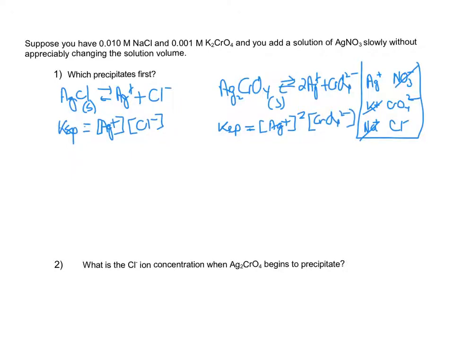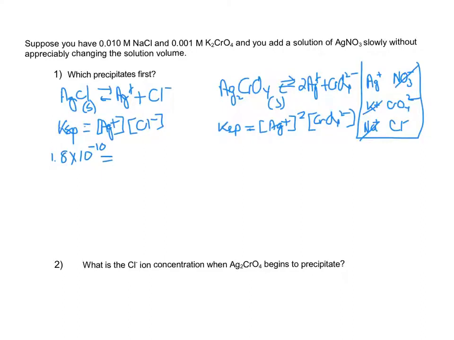Alright, so what's common between them again is the silver ion concentration, so I want to solve for what that would be in order to precipitate. So my Ksp for the silver chloride, let's start with that one, is 1.8 times 10 to the negative 10th.